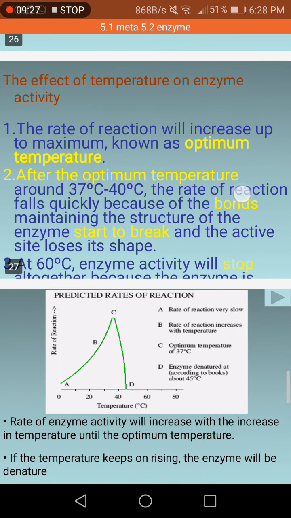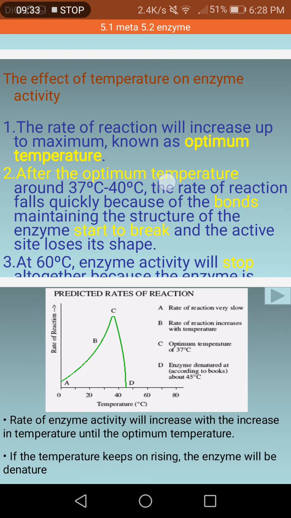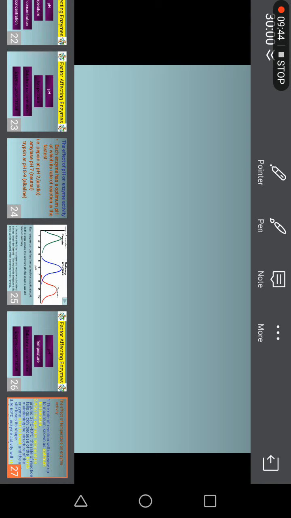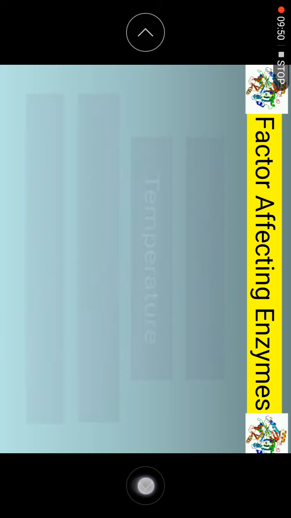Enzymes are denatured at the... it's missing. Never mind, I will send you a slide, you can just see. The enzyme will denature at... so meaning to say after 60 degrees Celsius, the enzyme cannot work anymore. The enzyme will not work anymore.